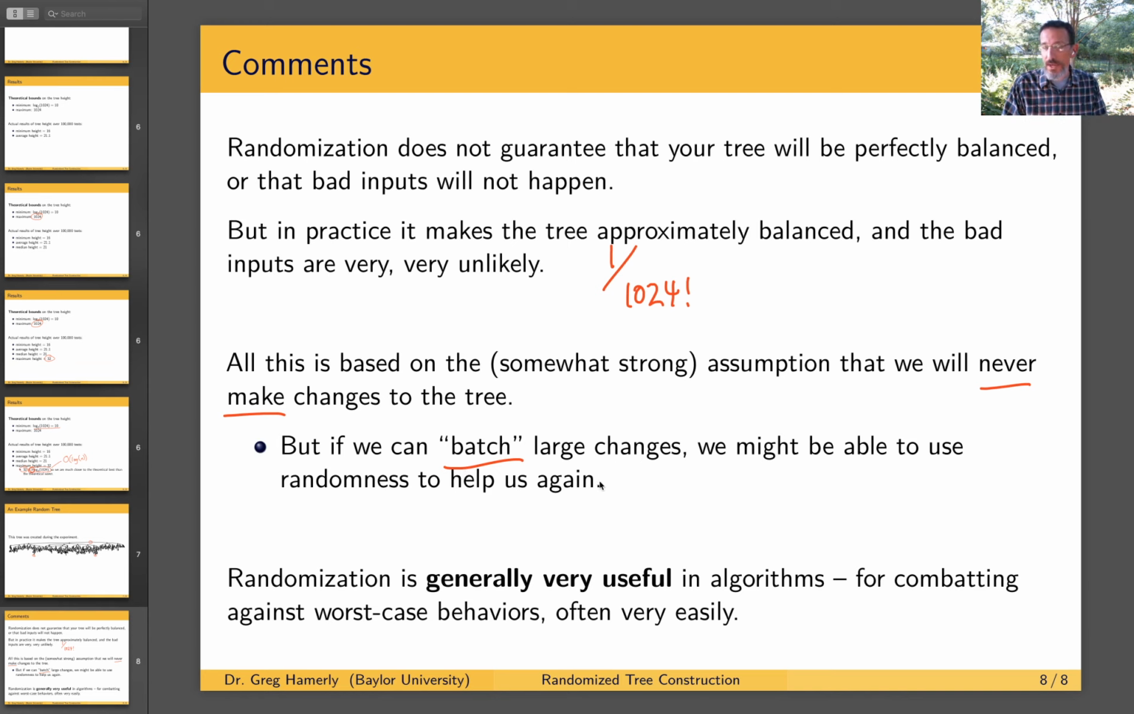I introduce all these ideas because randomization is not just useful here. Randomization is generally a very useful idea in algorithms and data structures for combating against worst case behaviors. And it often is a very simple tool that makes it very easy to not guarantee that the worst case won't happen, but make it very unlikely to happen.